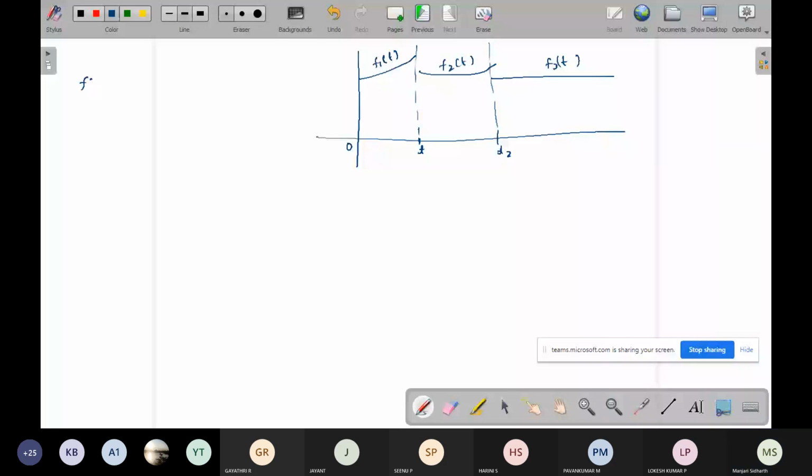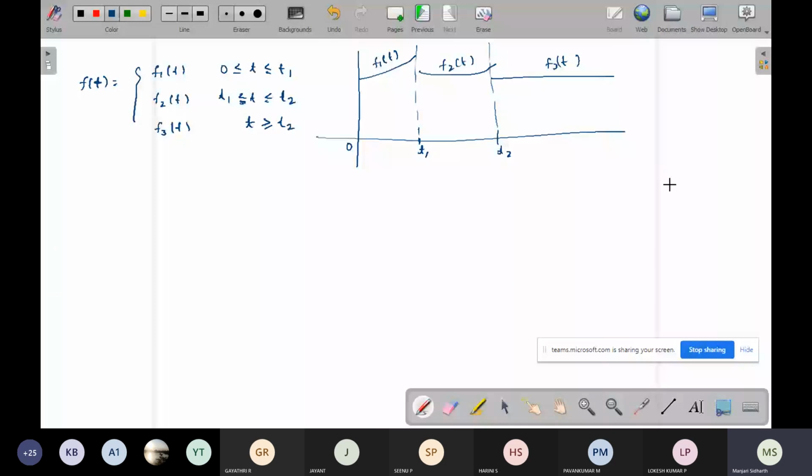Okay, so how to write this complete function? f of t is what? When t lies between 0 to t1, its value is f1 of t. Right? And f2 of t when t lies between t1 to t2. Or even if you wish, you are not including, that's fine, because it's already included here. And f3 of t for t greater than or equal to t2, right? So this function is given.